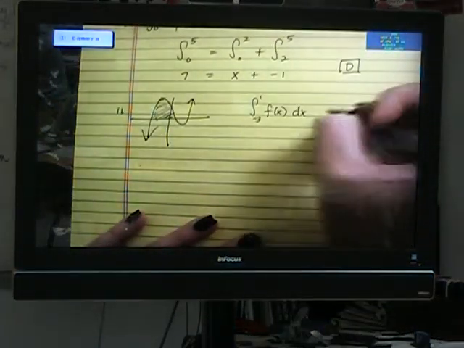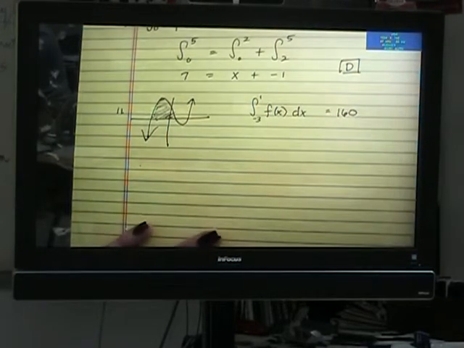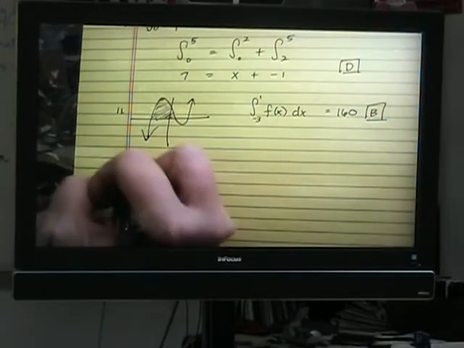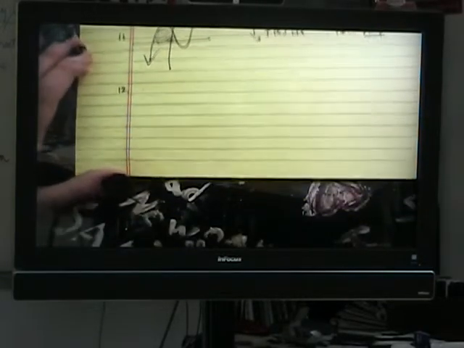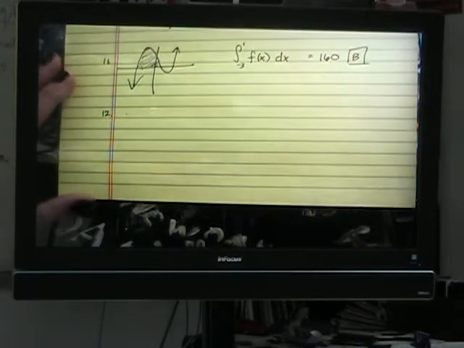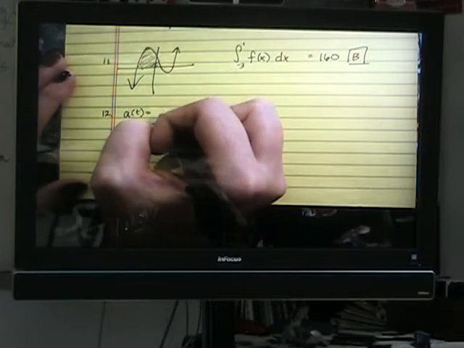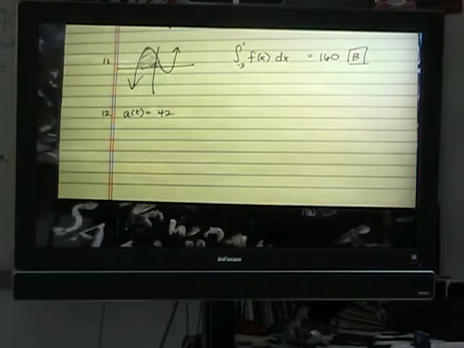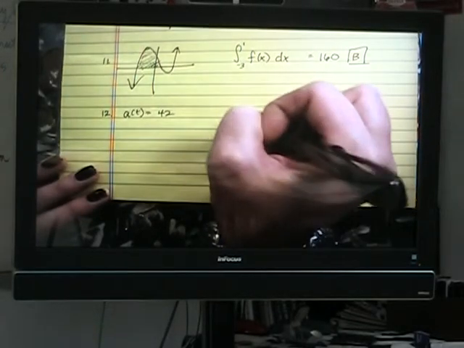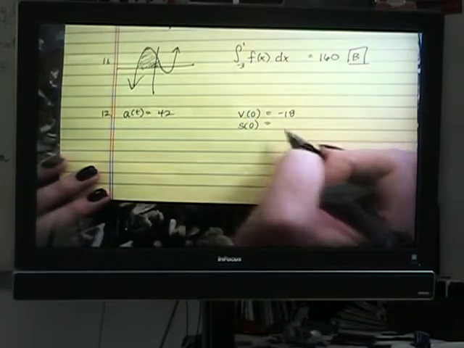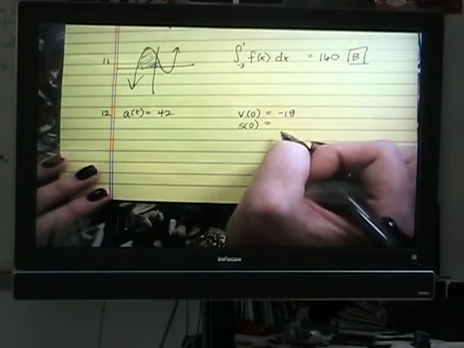And so what letter was 160? B. B? All right. Number 12. Number 12 is a position, velocity, acceleration problem. It gives you that the acceleration function is 42. It tells you that the initial velocity is -18 feet, and the initial position is 3.